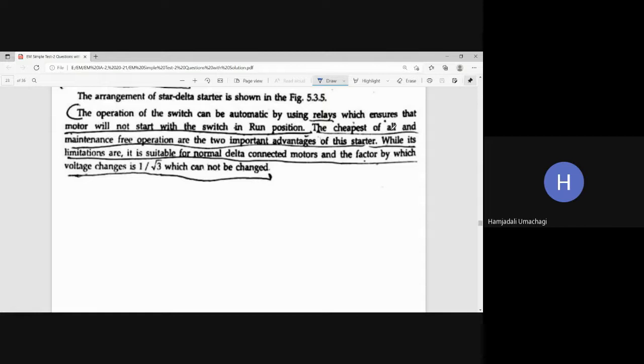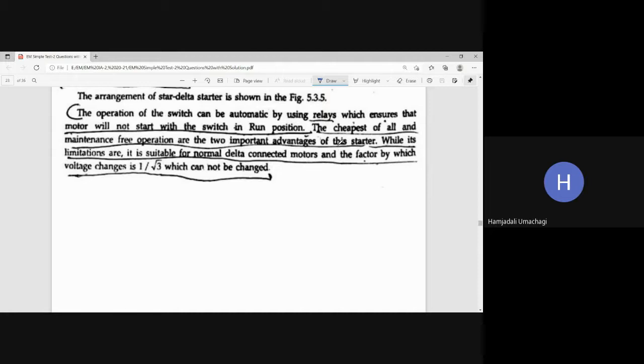Okay, the cheapest of all and maintenance free operation are the two important advantages of the starter. So since it is economically cheaper in cost and also it is having less maintenance, so maintenance free operation, these are the two important advantages of the star delta starter.